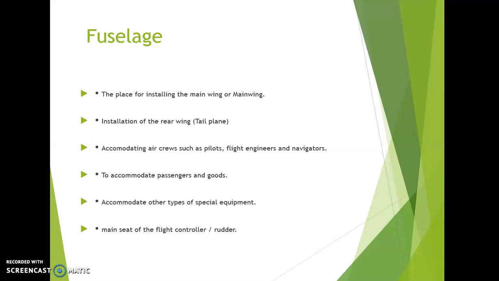First part, fuselage: the place for installing the main wing, installation of the rear wing tailplane, accommodating aircraft crew such as pilots, flight engineers, and navigators, accommodating passengers and goods, accommodating other types of special equipment, main seat of the flight control or radar. Next part.